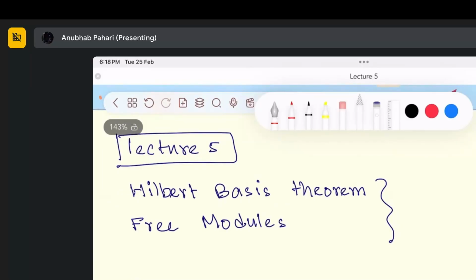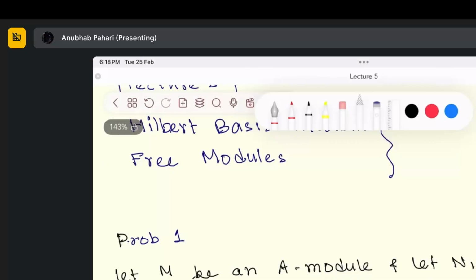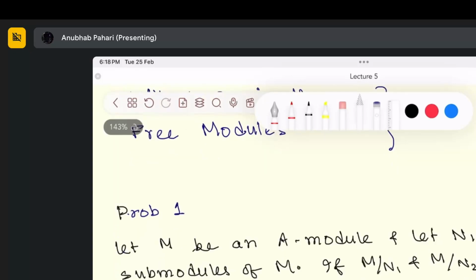Last week, this was done: the Hilbert basis theorem and free modules. Now we'll start the solution for this problem. Let M be an A module and let N1, N2 be submodules of M. If M by N1 and M by N2 are Noetherian, then so is M by N1 intersection N2.